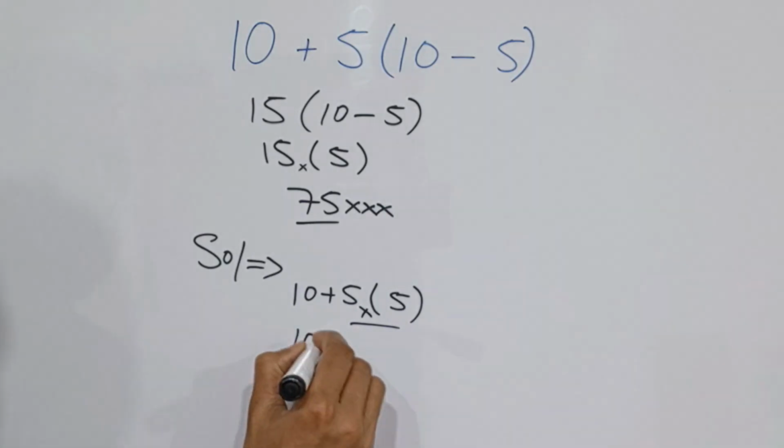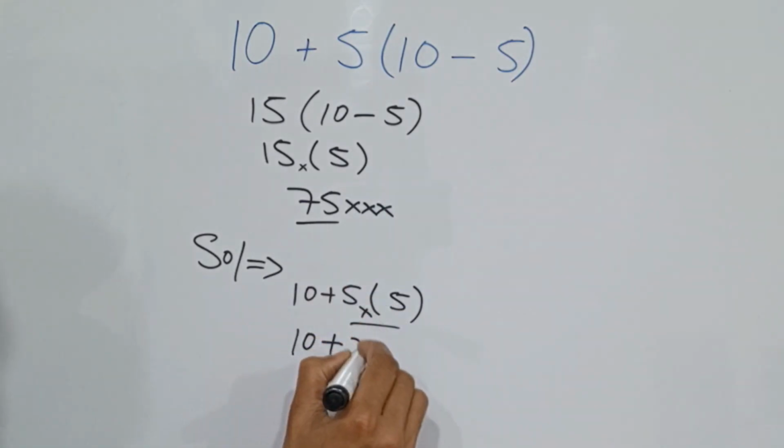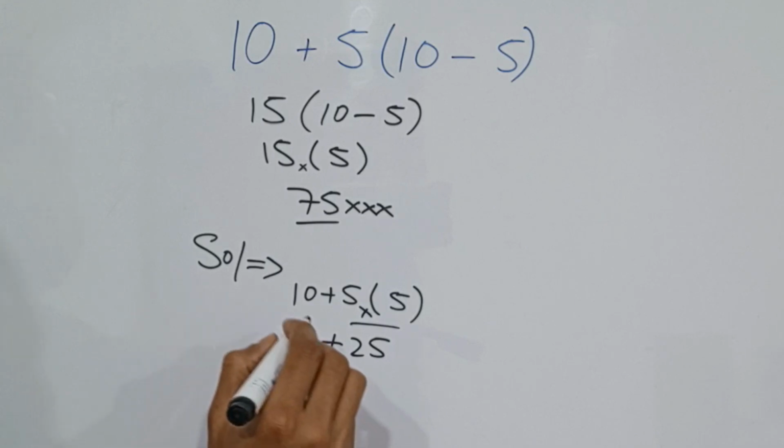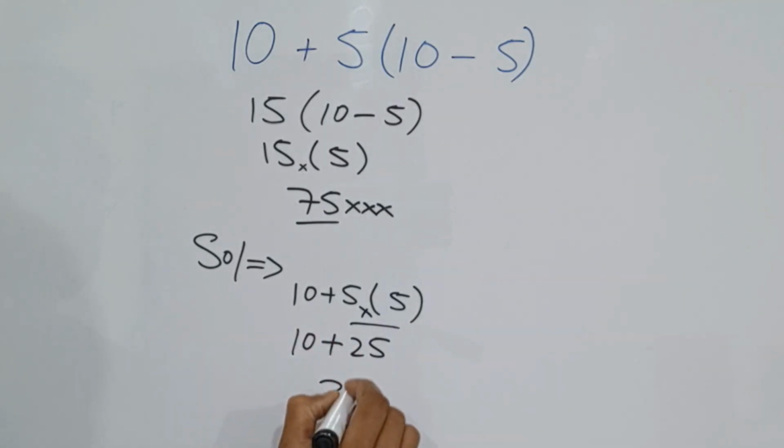Now 10 plus 5 times 5 equals 25, right? And 10 plus 25 equals 35.